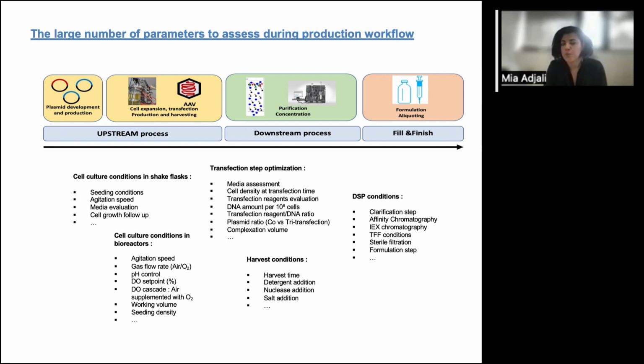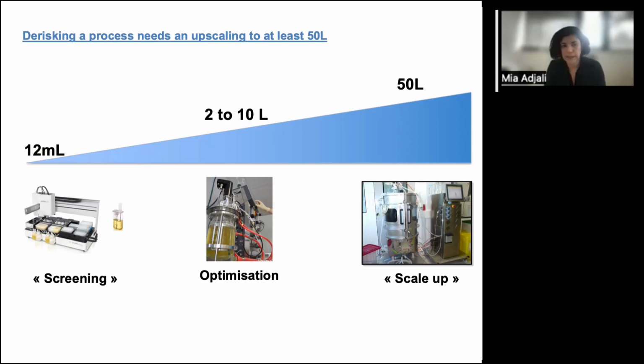Now, to de-risk a process that works perfectly in a small scale, we also need to upscale it and to determine whether we have to change some of the parameters already characterized or set up, but also to de-risk the process and prove that you will have a product with equivalent titers and equivalent quality. And this upscaling in general needs at least a volume of 50 liters, which is already a pre-industrial volume, as you can imagine, which is costly and also time-consuming.